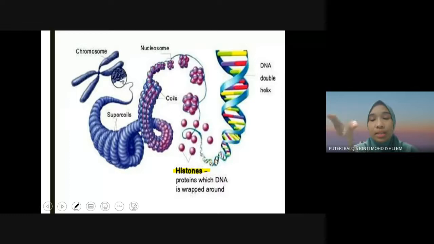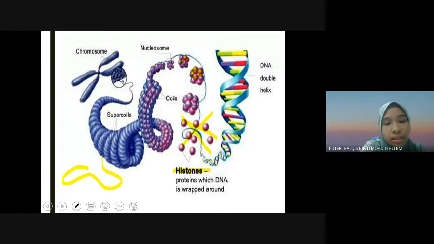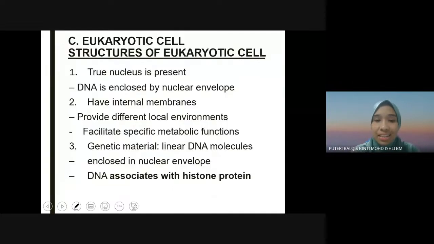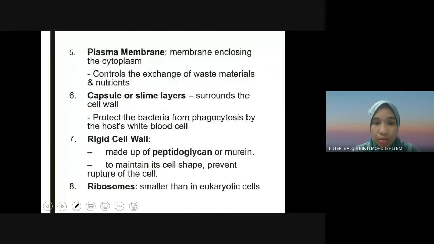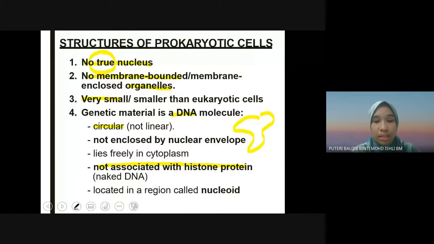So this is the DNA for eukaryotic cell, for plant cell and animal cell. But for prokaryotic cell, okay, do not have histone. Tak ada, so histone ni semua tak ada. So dia punya DNA tu memang akan lie macam tu je. Dia akan baring macam tu, duduk macam tu je. Sebab tu kita panggil sebagai naked DNA. Okay, we call that as naked DNA, not associated with histone protein.